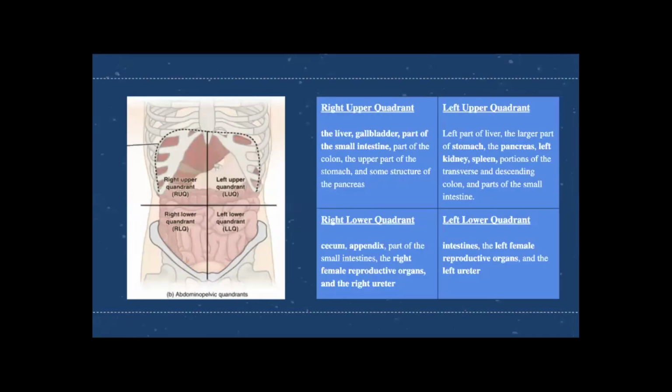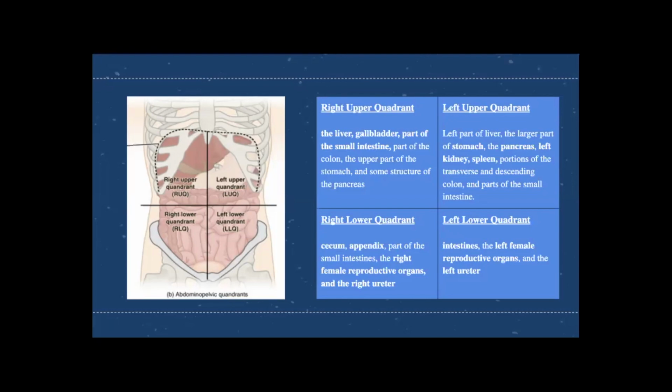In our right upper quadrant, let me see if I can use a pointer. I don't know if you guys can see this. I bet you guys can. So this basically says right upper quadrant. And in the right upper quadrant, we have the liver, the gallbladder, part of the small intestines, part of the colon, the upper part of the stomach, and some structure of the pancreas. In the upper left quadrant, we have the left part of the liver, the larger part of the stomach, the pancreas, the left kidney, spleen, portions of the transverse and descending colon, and parts of the small intestine.